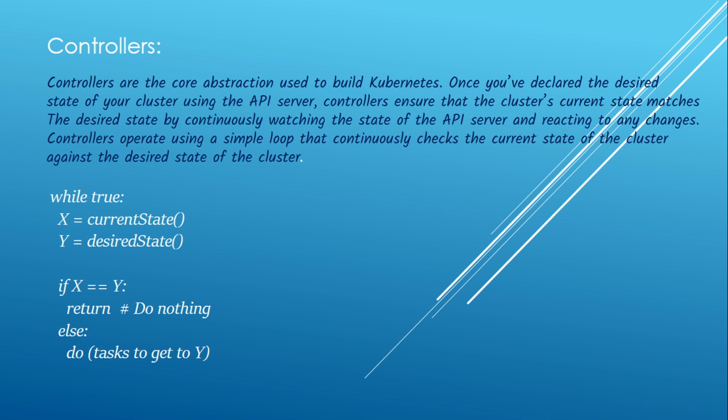That means till the application is running, till the end of this application running platform. That means reacting to any changes. This controller's job is, at last, for every running container, to maintain the status. It keeps on monitoring the node level. This means kubelet. Kubelet is maintaining every state always. It operates using a simple loop that continuously checks the current state of the cluster against the desired state of the cluster.